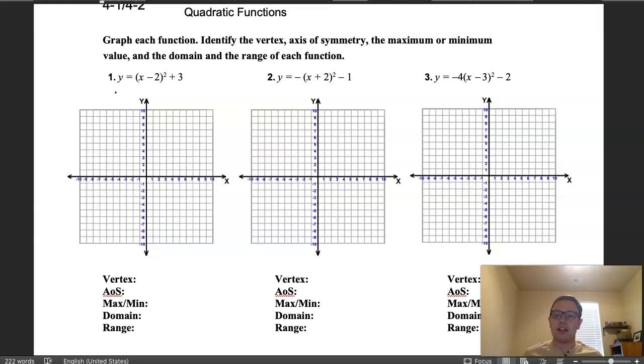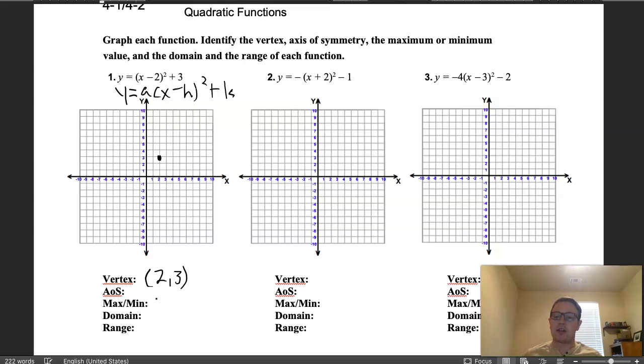Starting with problem 1, we have y is equal to (x minus 2) squared plus 3. We know that in vertex form, we get y is equal to a times (x minus h) squared plus k. And we know our vertex is the point (h, k). So in this case, our vertex looks like it's going to be (2, 3). Let's go ahead and put that onto our graph. We have a point at (2, 3).